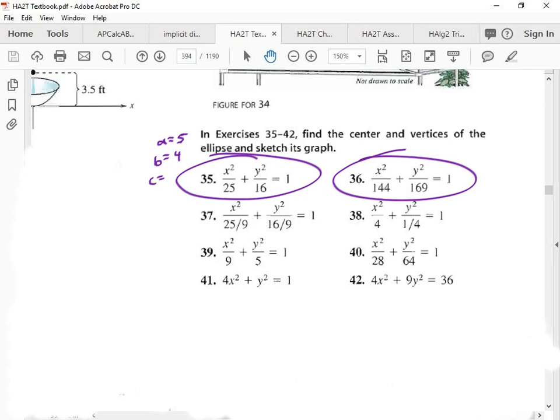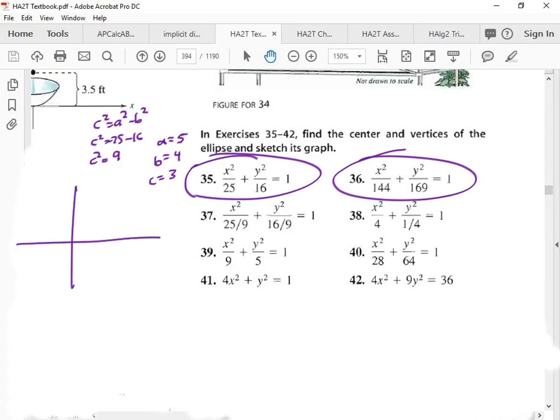Do we know what C is? Not by looking at this. Do we know how to find C? Yeah, C squared equals A squared minus B squared. So C squared equals 25 minus 16. So C squared equals 9. So C equals 3. Now once you know all these things, now you just graph it.